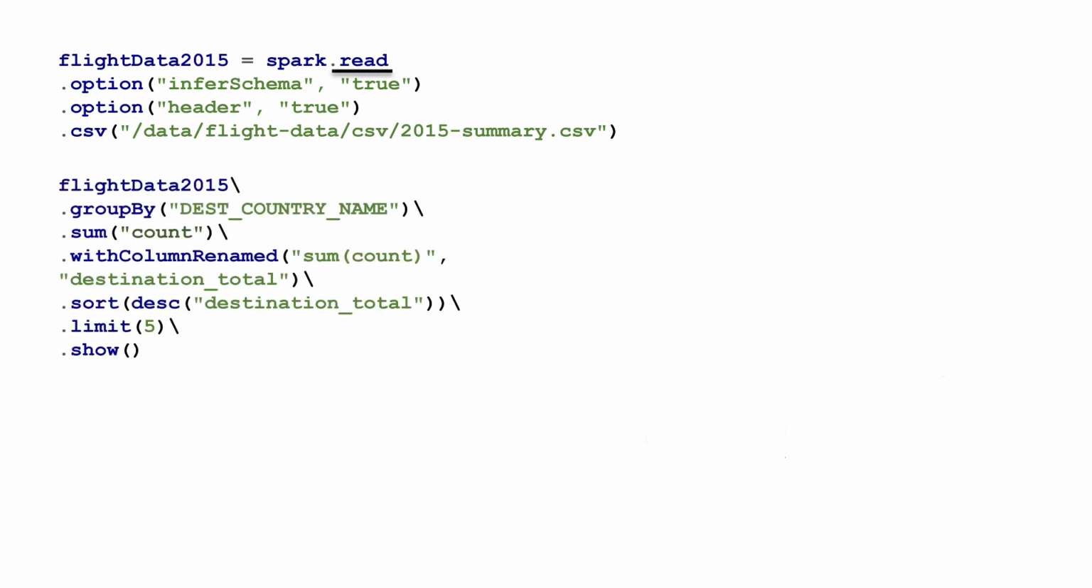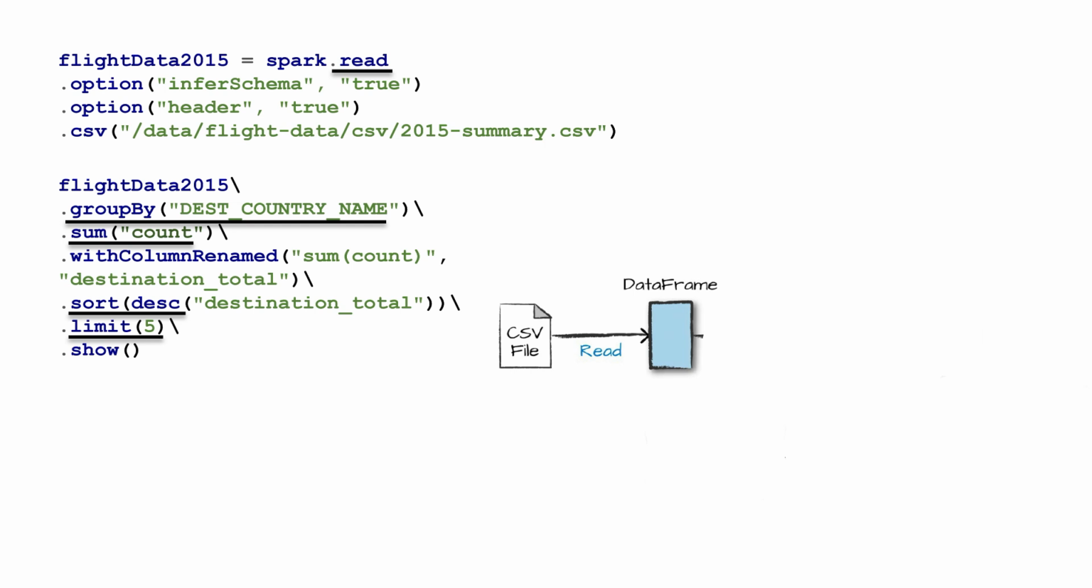Then we execute the same SQL logic which I just explained to you, which is we just do a sum on the count column, do a group by on the destination country name, we sort it in descending order, and do a limit of 5. Now these are transformations. Let's see when we run this in Spark SQL, how is it judged and formulated by our Spark engine superhero. So when we run a read transformation, it generates a data frame from the CSV file.